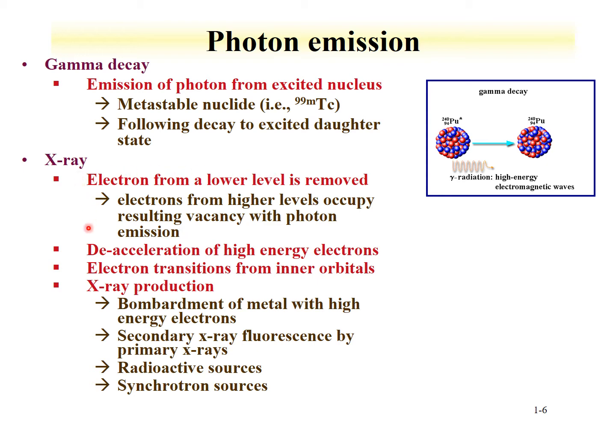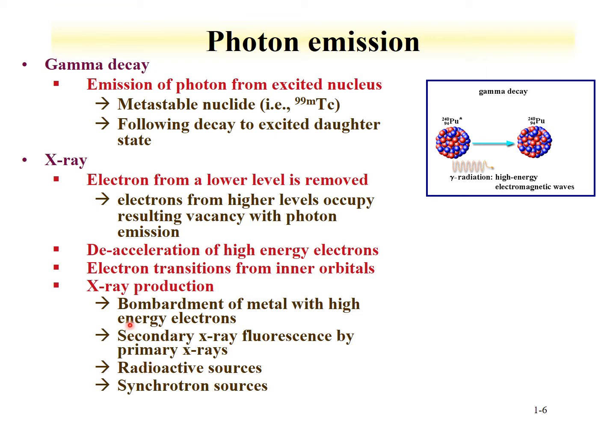And I'm sure you've seen this in previous courses. But a lower orbital electron is removed. Electrons from the higher orbitals occupy that space, and a photon is emitted with that change. You can also get X-rays from deceleration of high energy electrons, and you can also get electron transitions from the inner orbitals. So you get a number of these changes occurring, producing these X-rays.